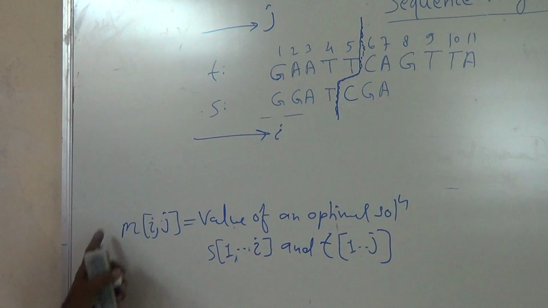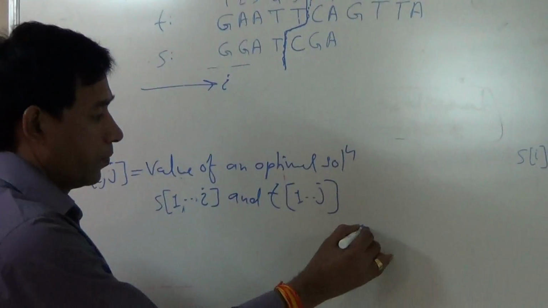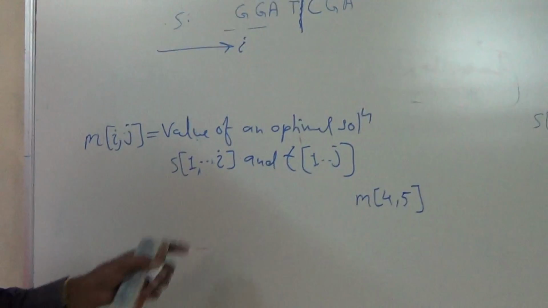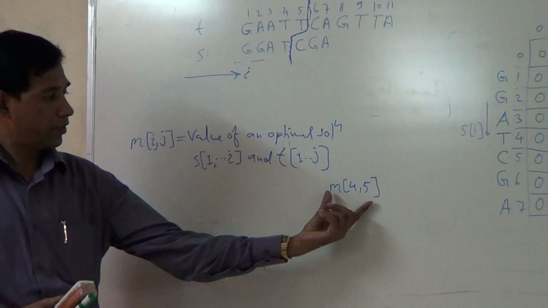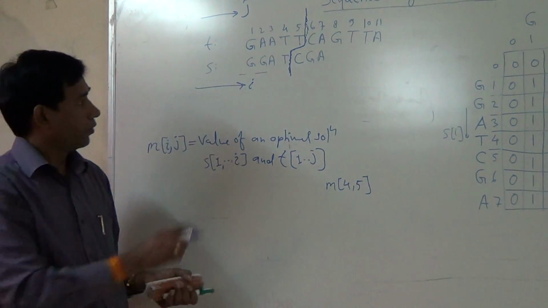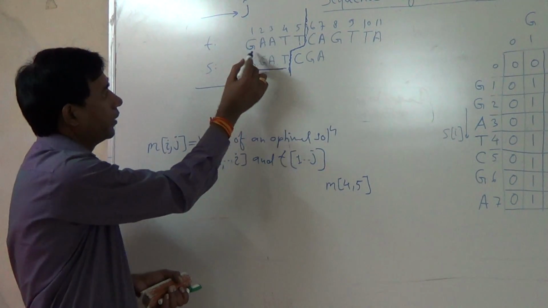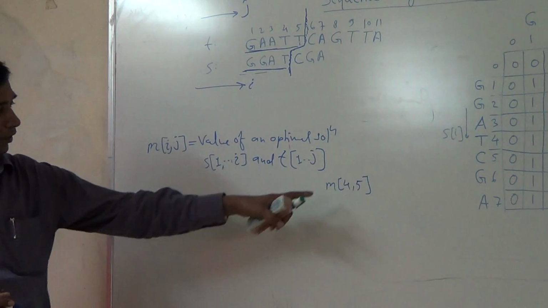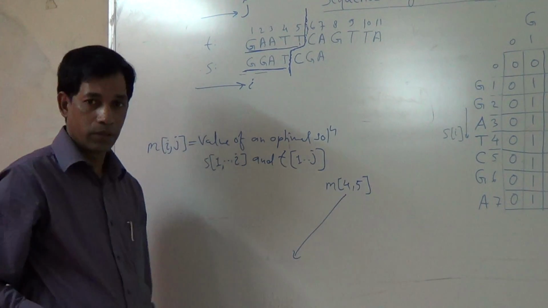So for obtaining this entry, let us say we want to obtain the entry M(4,5). We need to find the alignment. This entry will hold the alignment. Once this entry is filled, it means that it will hold the alignment of the first 4 of one sequence with the first 5 of the other. In order to obtain this entry, we have to consider 3 squares of the matrix.